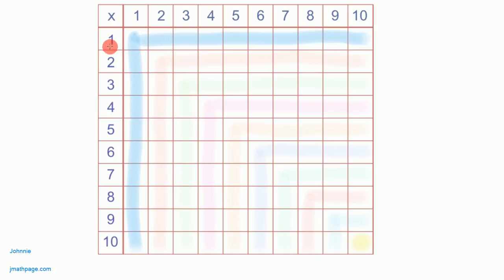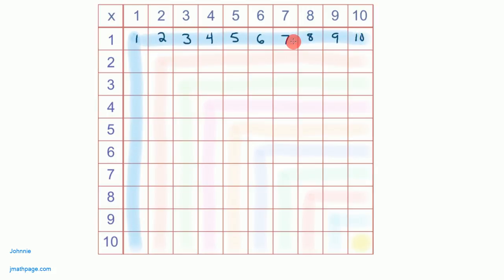Now we know that ones are special in multiplication because they're the identity number. Any number times 1 will be itself. So 1 times 1 is just 1. 1 times 2 is just 2. 1 times 3 is 3. 1 times 4 is 4. 1 times 5 is 5. 1 times 6 is 6. 1 times 7 is 7. 1 times 8 is 8. 1 times 9 is 9, and 1 times 10 is 10.